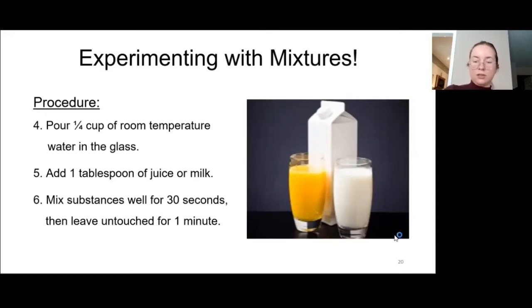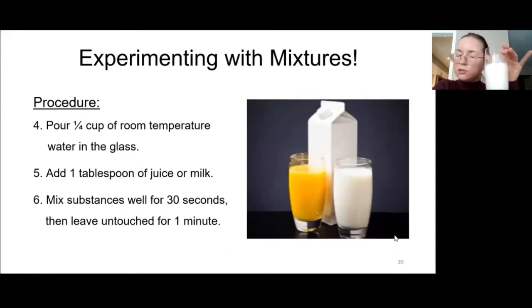So what we should see when this is done, this is what I have using my milk and water. So I see a single layer. I don't see any milk or water particles really. Right? So what does this tell us? Is this heterogeneous or is it homogeneous? So I would say this is homogeneous.